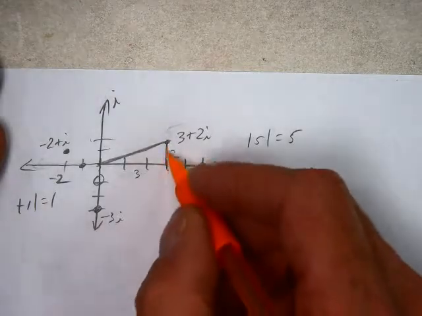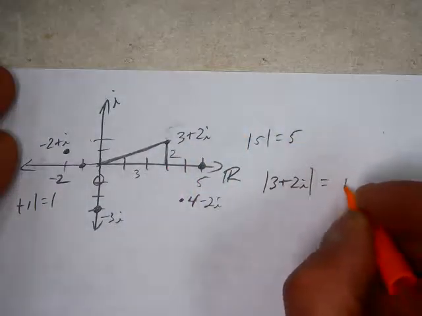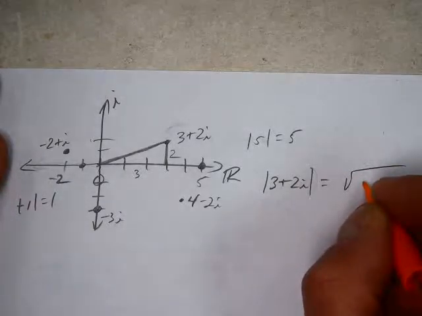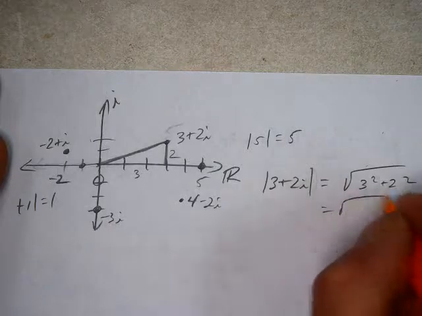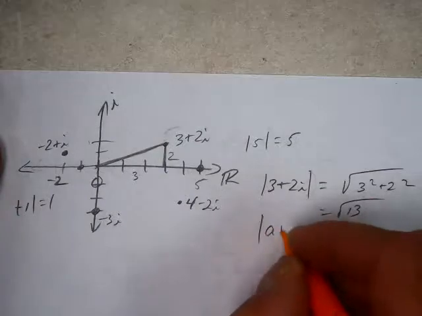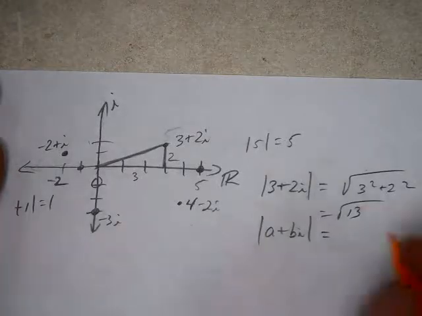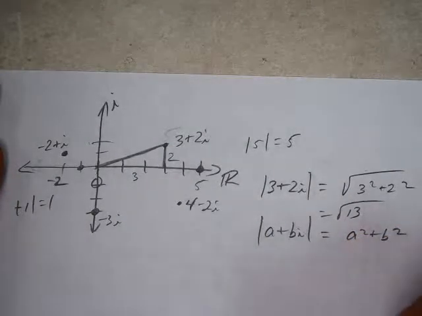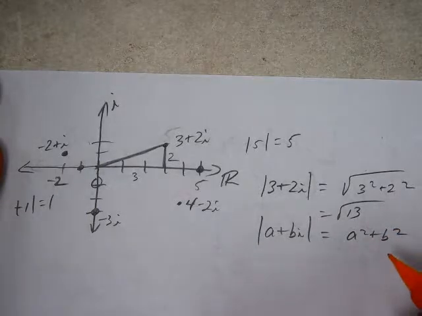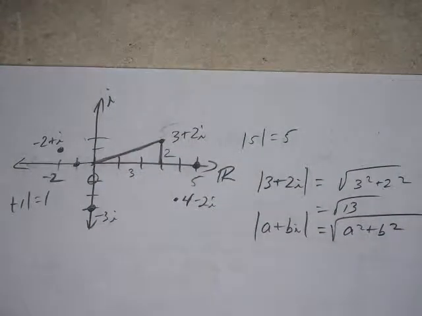Well, no, if I'm just talking distance, this is just 2 units away. Okay? Square root of? Well, show me where that comes from. 3 squared plus 2 squared, which is square root of 13, right? Okay? So, if you wanted to, I could even say a plus bi, the absolute value of that, what is that? A squared plus b squared. No. Square root of that.